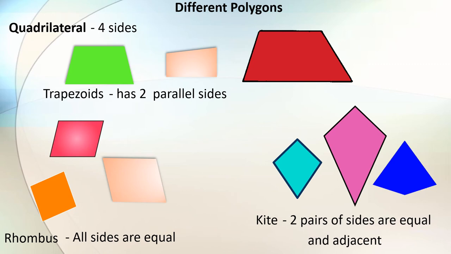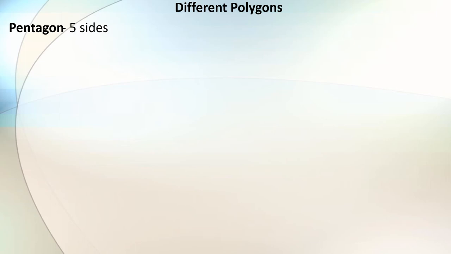So, meron pang ibang terms under quadrilateral, merong diamond, anyway, we'll just concentrate on this one, okay? Now, different polygons pa rin. And this time, we have pentagons. Pentagon has 5 sides.